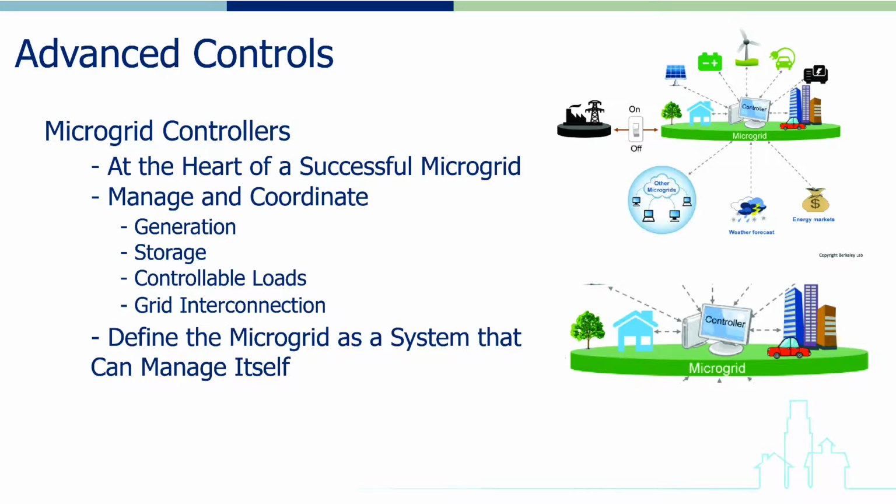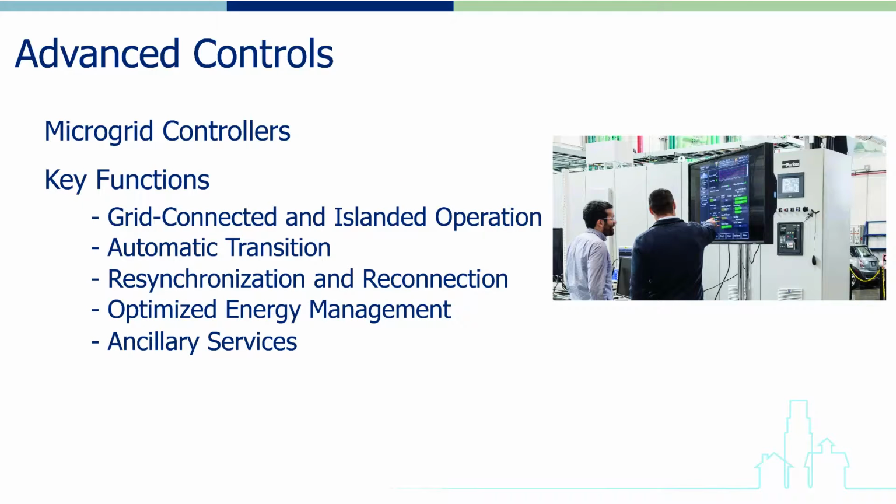Controls are at the heart of a successful microgrid. Microgrid controllers are capable of automatically integrating and coordinating the generation, storage, if applicable, controllable loads, and the grid intertie equipment that allow a microgrid to interact with the larger grid as an aggregated single system. A microgrid controller includes the functions that define the microgrid as a system that can manage itself, operate autonomously or grid-connected, and seamlessly connect to and disconnect from the main distribution grid for the exchange of power and the supply of ancillary services. A microgrid controller should have both real-time control and energy management functions.